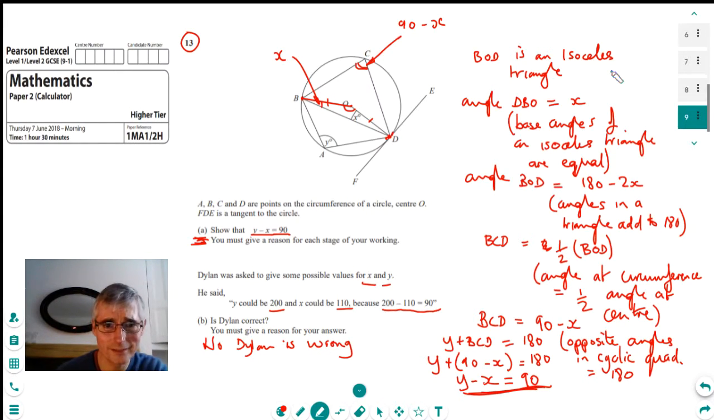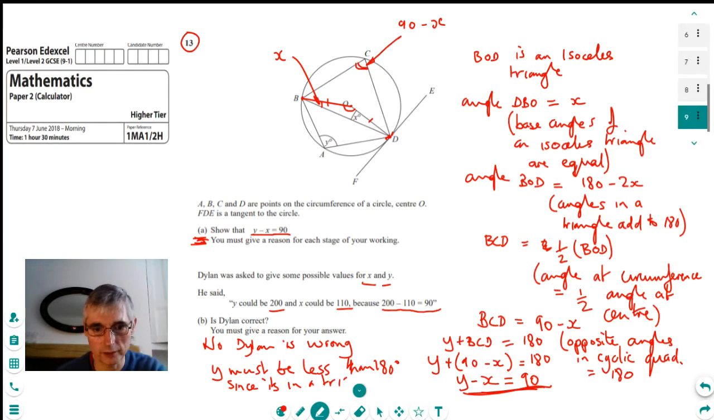The reason being, y must be less than 180 degrees, since it is part of a triangle. In a triangle. There we go.